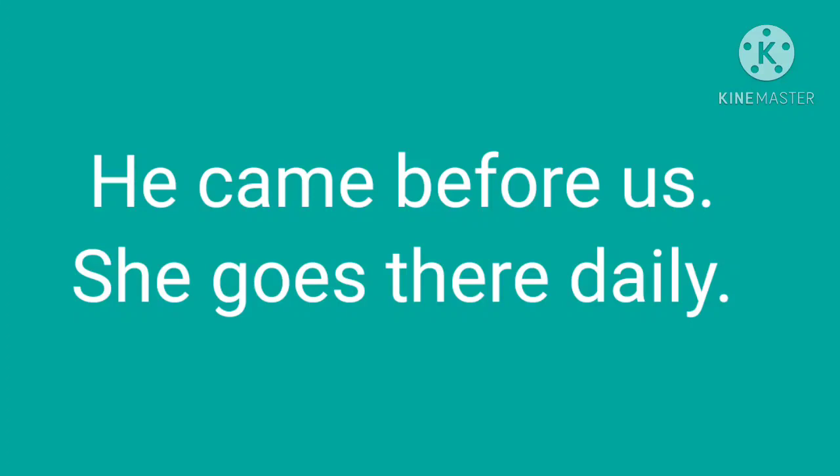A verb is mainly a doing word. It says that somebody or something does an action. Like in this sentence you can see, he came before us. So here, came, this word says that somebody, who is somebody here? He. Yes, that he is doing something. So this action is going on. So such a verb is also called an action verb.